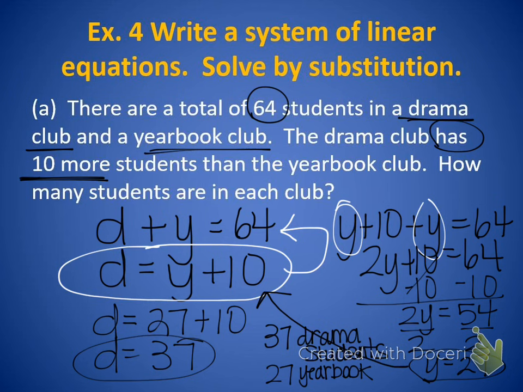If you want to say there are 37 students in the drama club and 27 students in the yearbook club, that would be perfectly acceptable. But somehow you've got to make sure you label the two parts. So we're not doing an ordered pair this time because they want to know how many students are in the drama club and how many students are in the yearbook club. So we're just going to write these out and label them because it is a word problem. And that is how you use the substitution method.